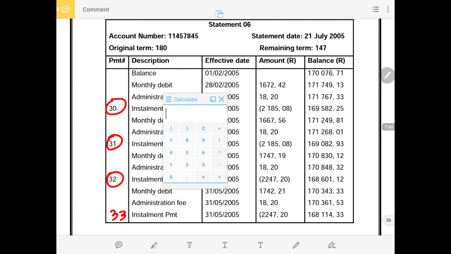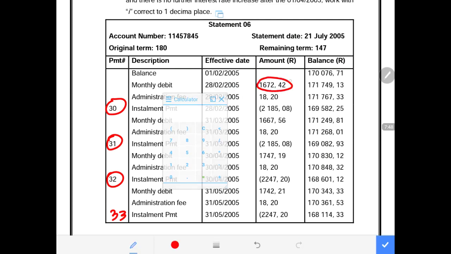Now, what does that mean? It means if we say the interest is calculated from the opening balance that we have, that means we say 170,076 rand 71 cents, we say interest of 1,672 rand 42 cents divided by 170,076 rand 71 cents. Then we get interest per month. Why am I saying the interest is per month? Because this interest amount is for 1 month, which is the month of February, calculated on the balance at the beginning of February. So the interest of 0.98 is the interest for 1 month.